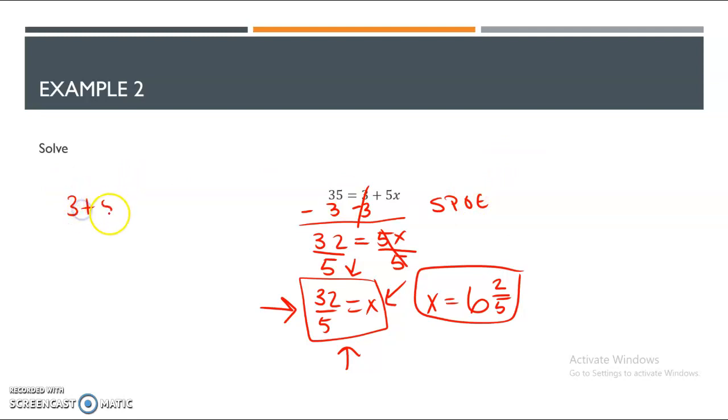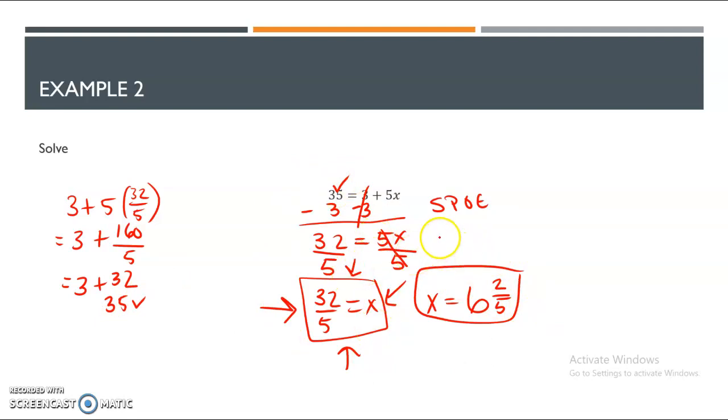So 3 plus 5 times 32/5. And so when I do that, I'm going to get 3 plus 160, because that's what 32 times 5 is, fifths. And 160 divided by 5 is 32. And 32 plus 3 is 35. And so I have 35 here and I have 35 there. So that means that we did it correctly.